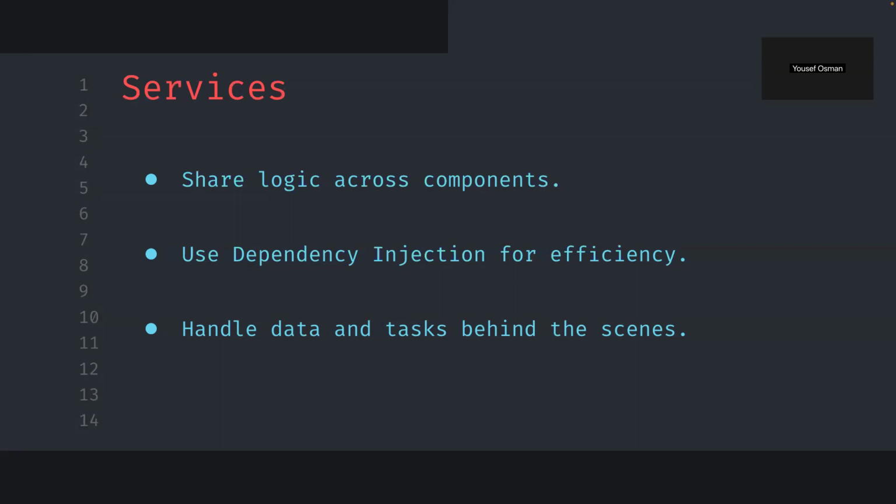Use dependency injection for efficiency. Dependency injection, I'll show it in the next slide, what it is. It's just the way of injecting the service and handling data and tasks behind the scenes. So basically you hide the implementation from the user, or the developer actually, how you implemented the service.